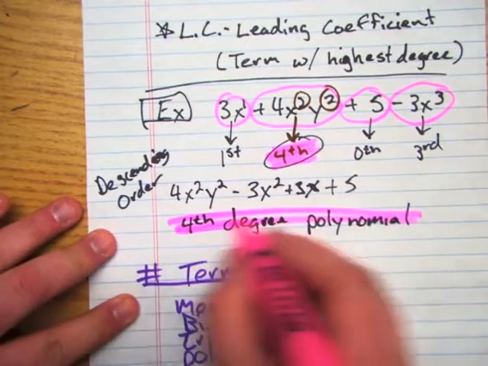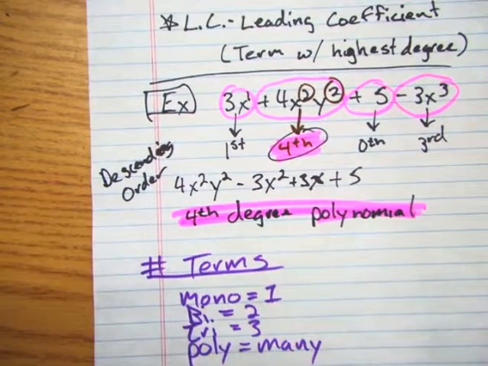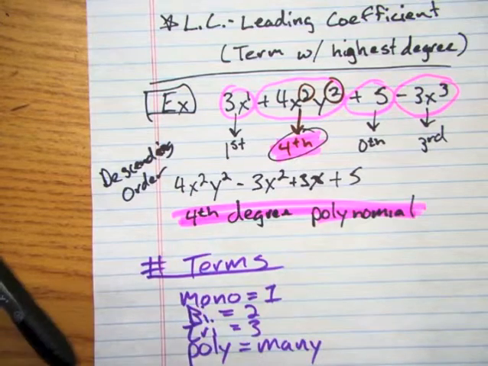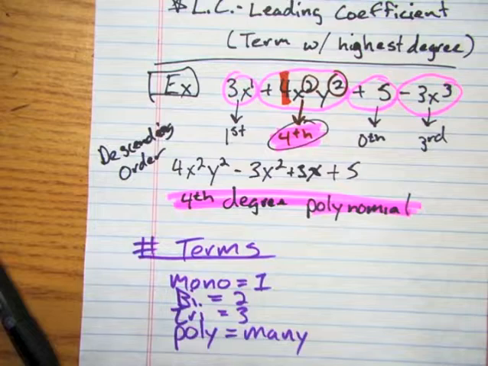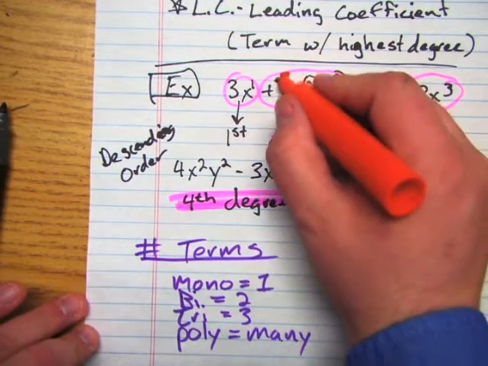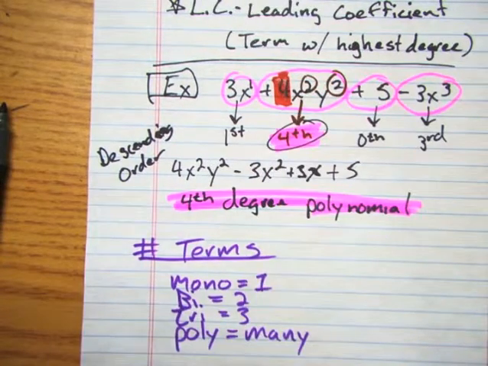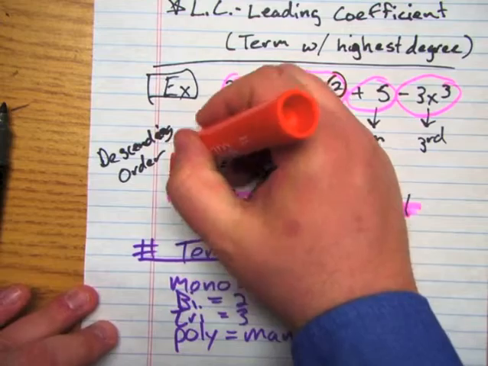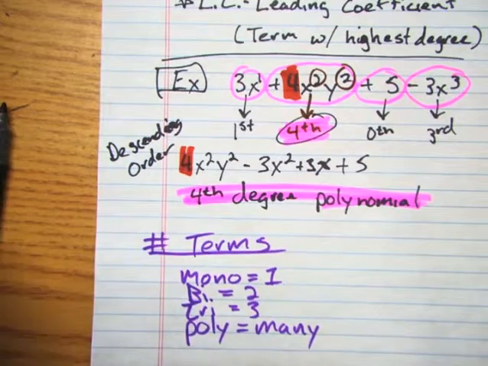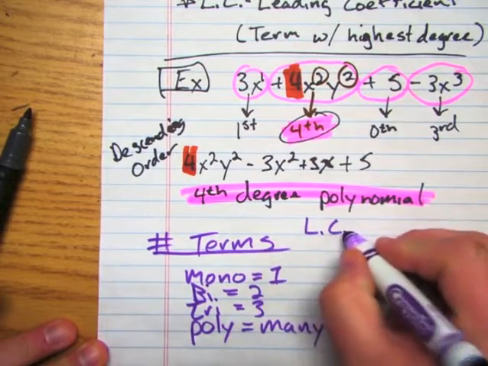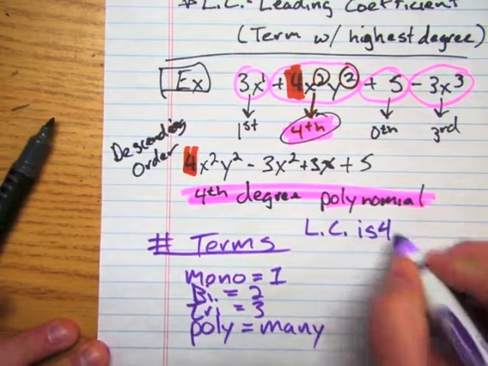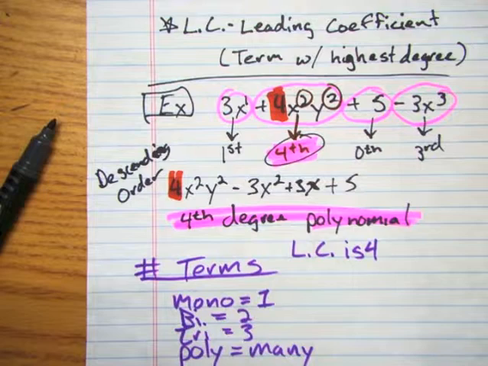The question is, well, what's our leading coefficient? Well, the leading coefficient is the scalar multiplier in front of it, the coefficient of the highest degree term. Okay, so since 4 is out front here, we would say that the leading coefficient is 4. Okay, the leading coefficient is 4.